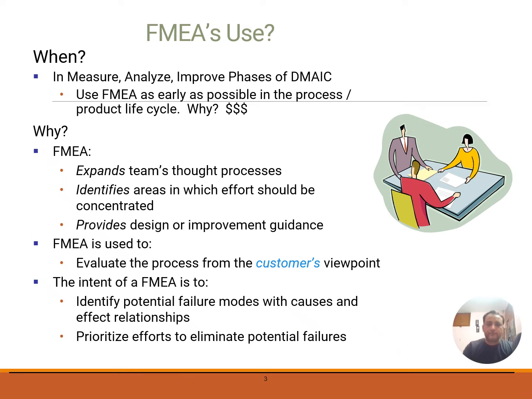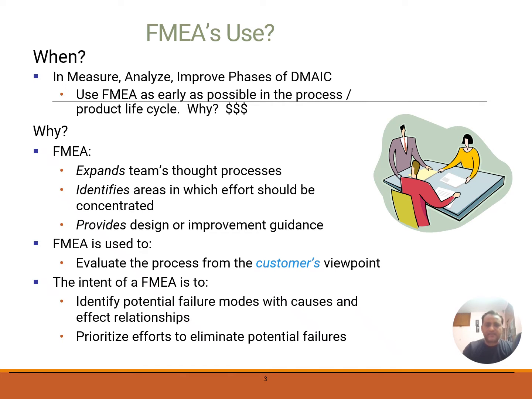So let us see, where do we use FMEA? It is most effective when it is used in measure, analyze and improve phase of a Six Sigma DMAIC project. It's crucial to implement FMEA as early as possible in product or process lifecycle. Why is this timing important? The answer is simple. It saves money. By identifying and addressing potential failures early on, we can avoid costly fixes down the line at the later stages of your process design.